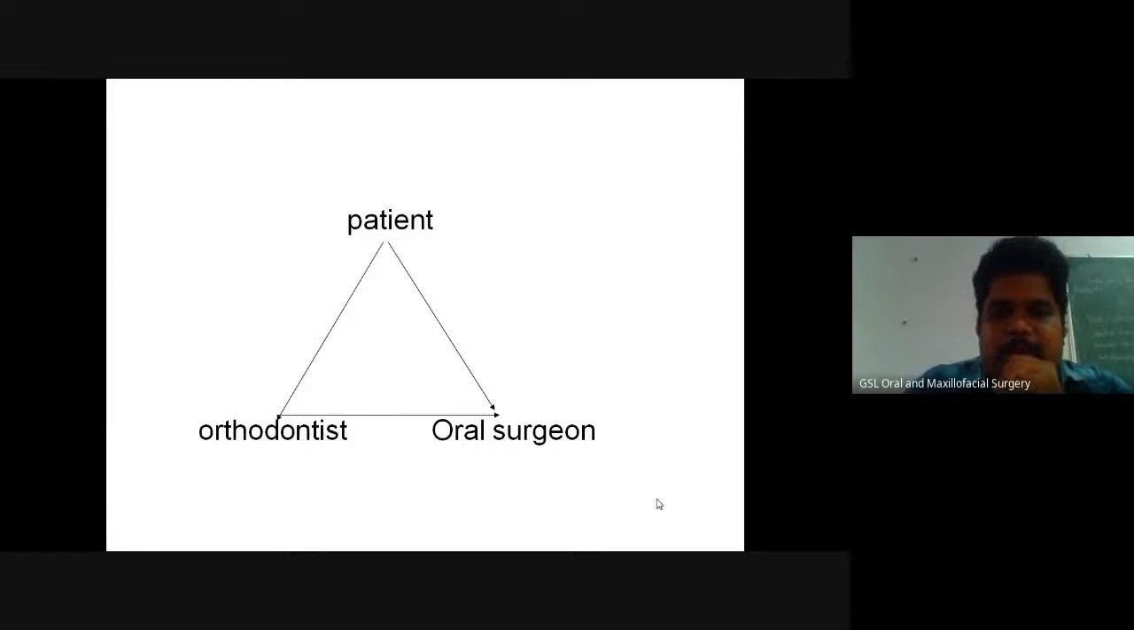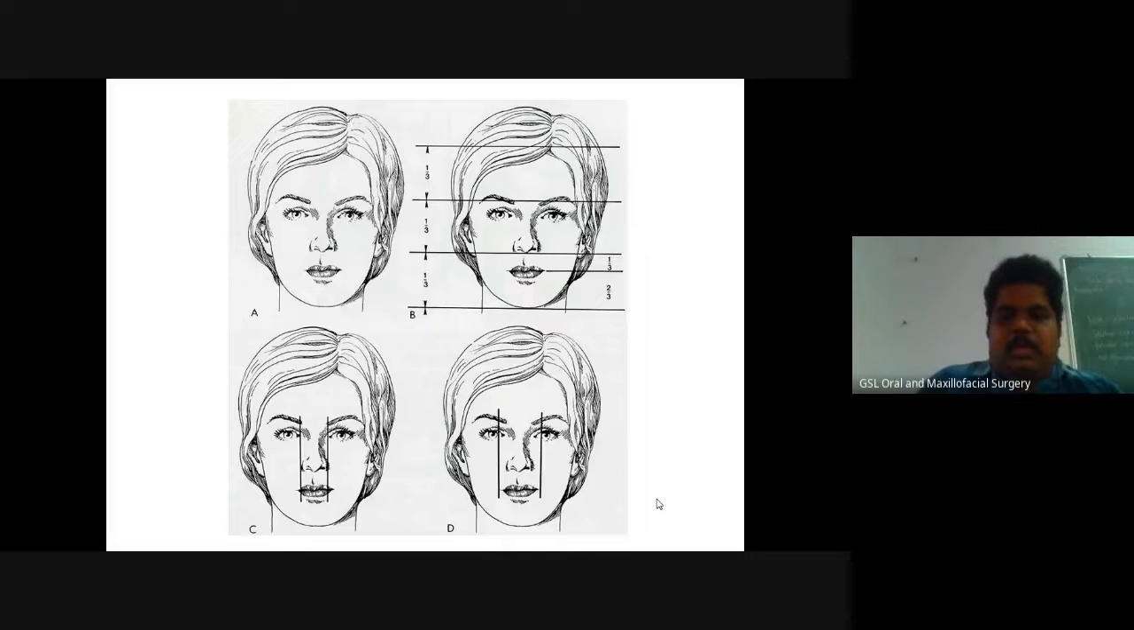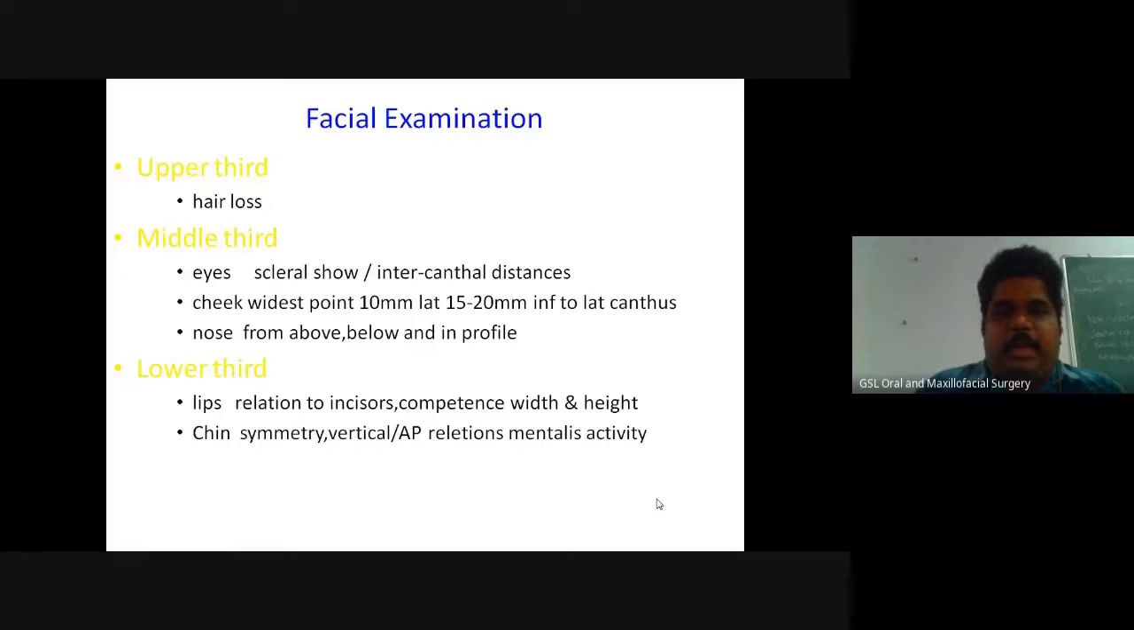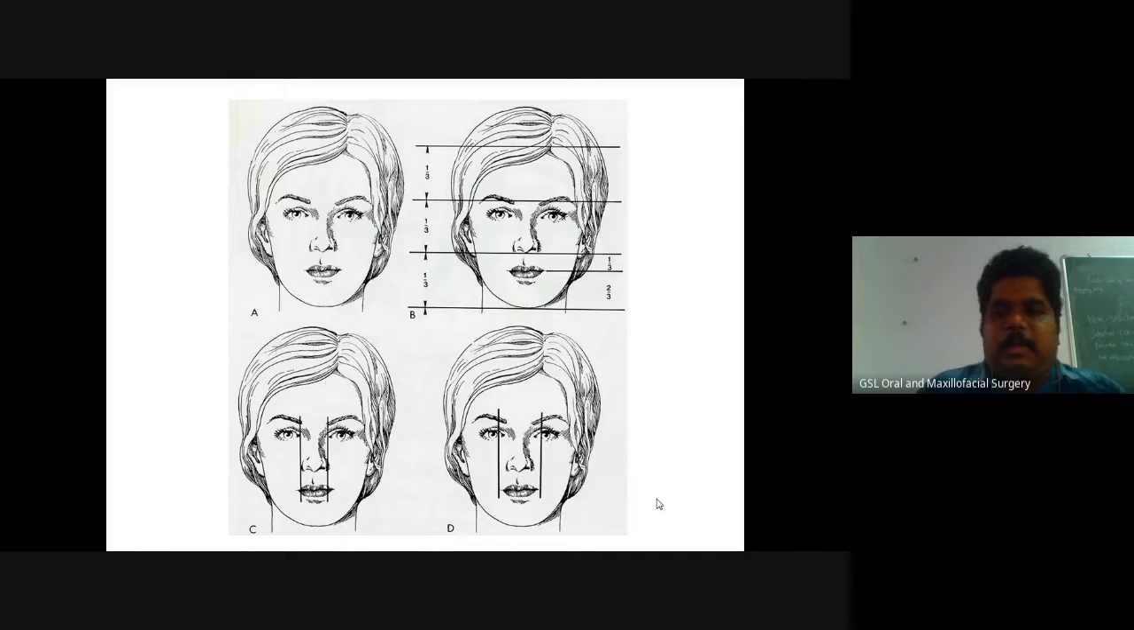It's a triad consisting of patient, orthodontist, and orthognathic surgeon. So all these three have to be collectively taken into account for the surgeon to operate, to decide what is exactly required for the patient. As I said in the last slide, we need to consider all these things. In the upper third we'll see the hairline, because that defines the symmetrical point of the upper third.